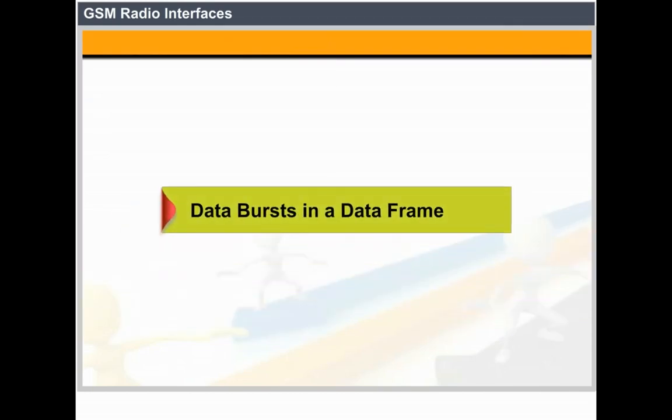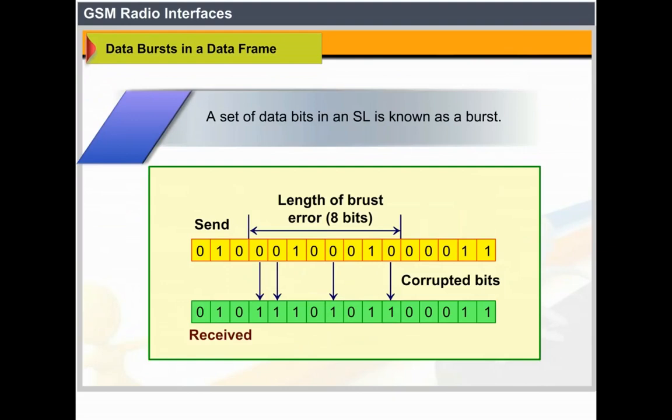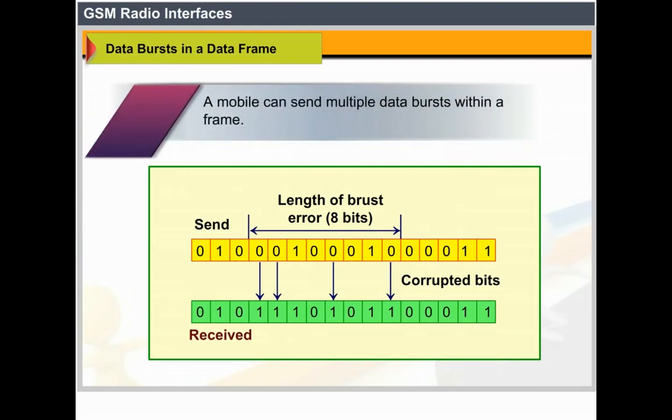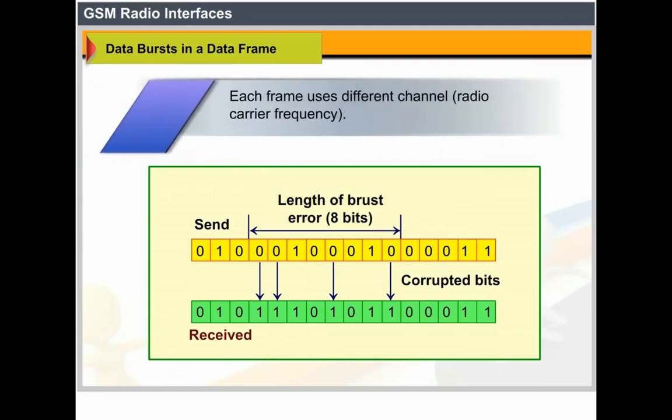Bursts in a data frame. A set of data bits in a slot is known as a burst. A set of 8 data bursts defines a data frame. A mobile can send multiple data bursts within a frame. Each frame uses a different channel, radio carrier frequency.